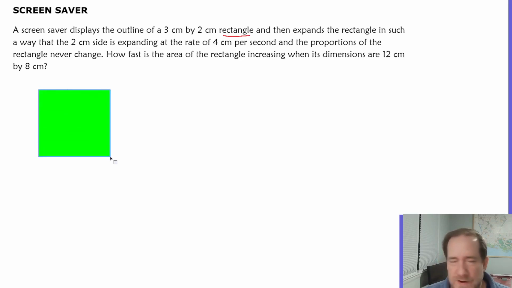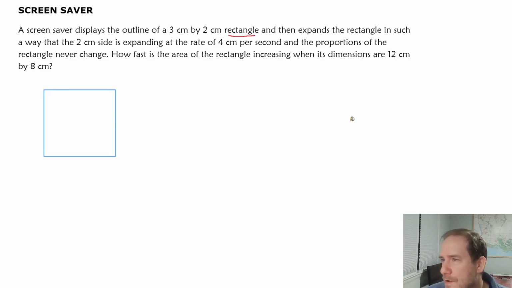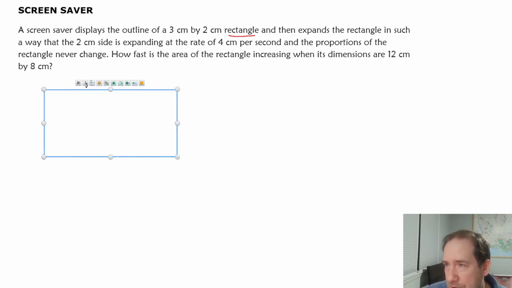So don't draw this rectangle. That rectangle looks like a square. You want one that's as close to 3 by 2 as possible. I don't know what that looks like exactly, but maybe something like that. You want 3 unit lengths here and 2 unit lengths here. That looks fine to me.